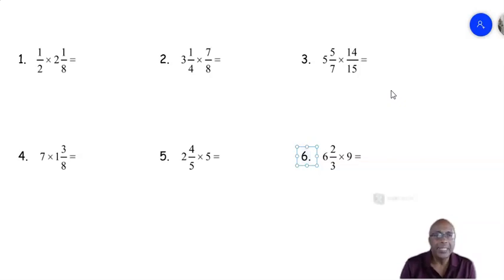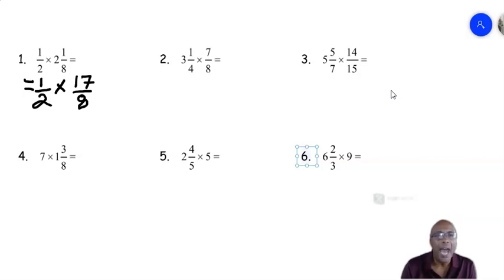The basic rule is that anytime you have mixed numbers in multiplication or division, you convert all the mixed numbers to improper fractions. So for number 1, we can convert 2 and 1/8 to an improper fraction. So the 2 times 8 is 16. 16 plus 1 is 17. So 1/2 times 17 over 8.